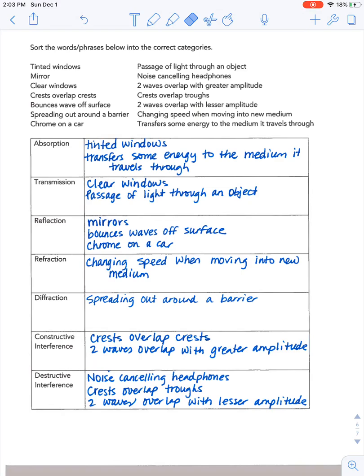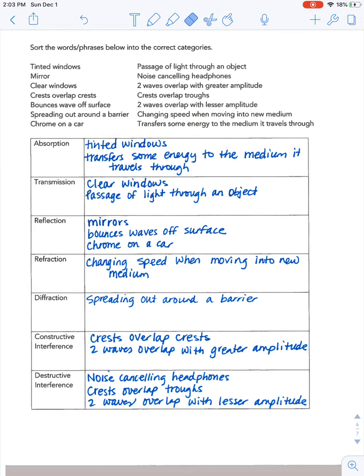I had talked about how constructive and destructive, how I think about my nephew, because we like to build with blocks and we like to construct or make things bigger. That's the overlapping to make a greater amplitude. So then we can do the fun part of destroying it, of destructive, which is where they overlap, and then there's lesser amplitude, like breaking something down.